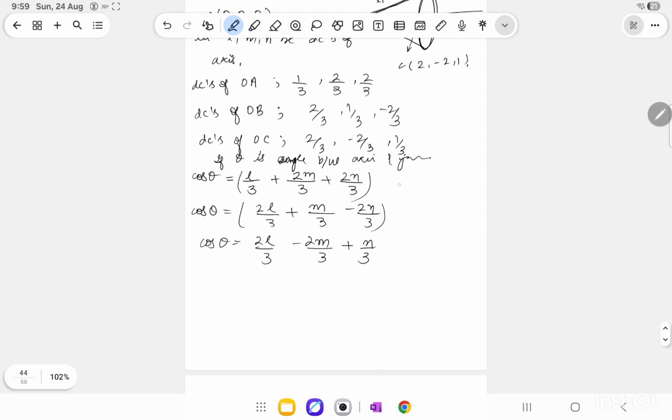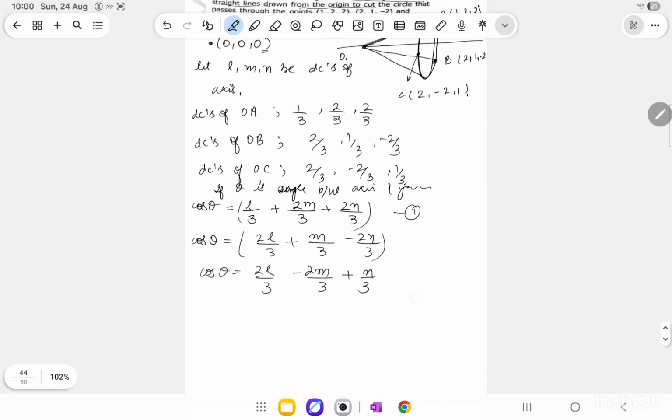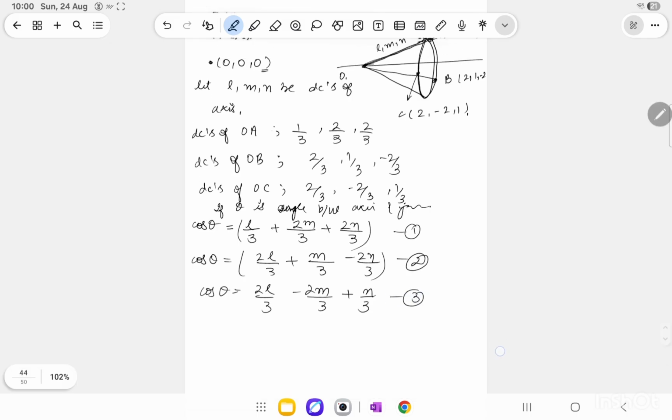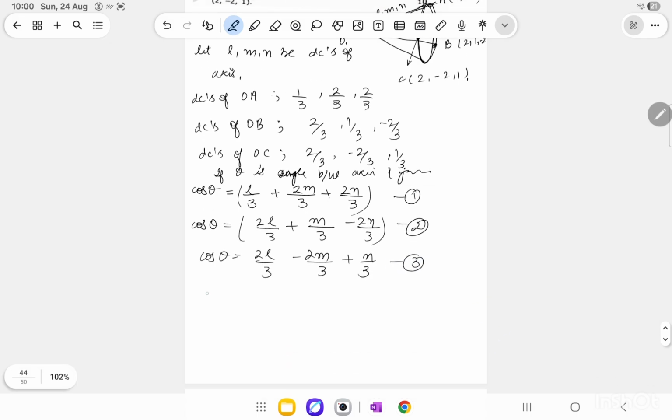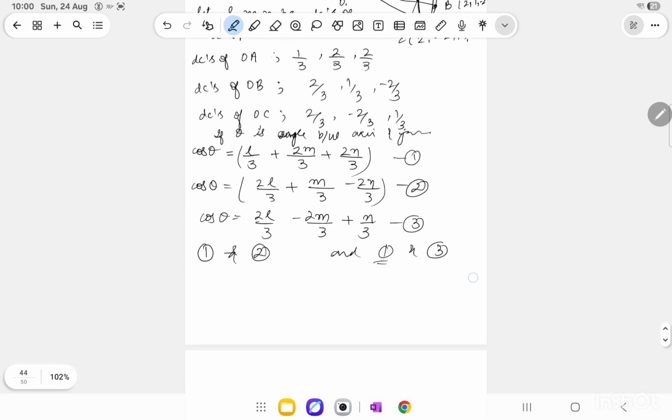So 1 represents the angle between the axis and the generator line OA, 2 represents the angle between the axis and generator line OB, and 3 represents the angle between the axis and generator line OC. So what we can do is equate 1 and 2, and 1 and 3, and from there we'll get two relations between l, m and n, and then we can solve that using the cross multiplication method.